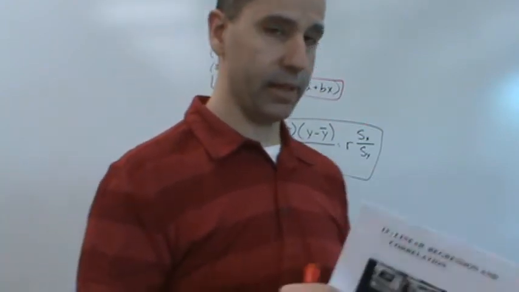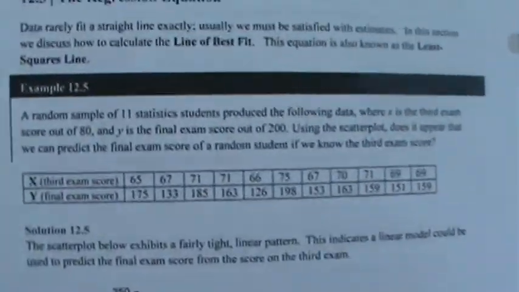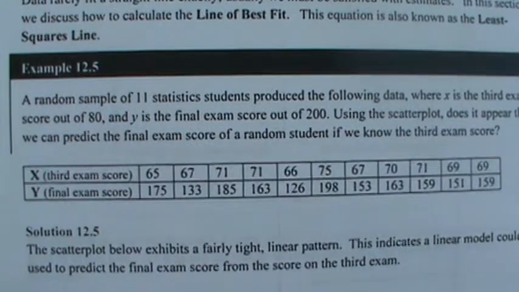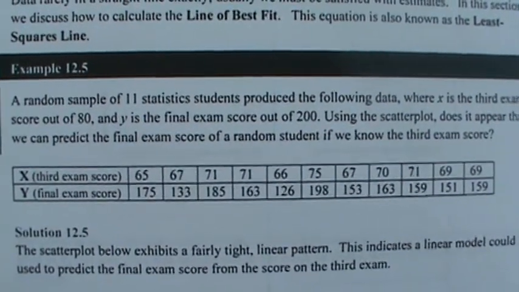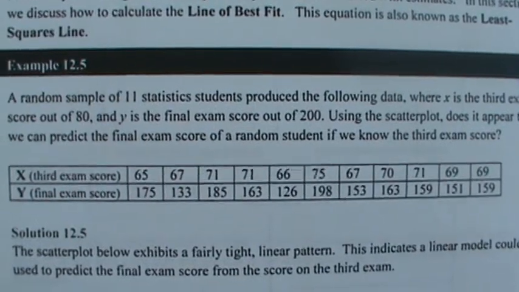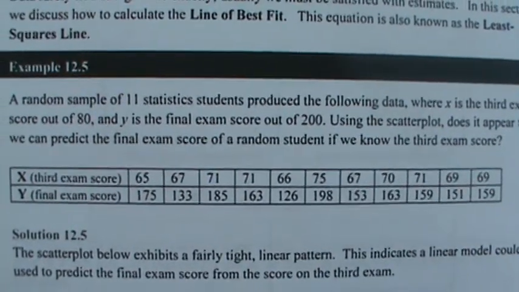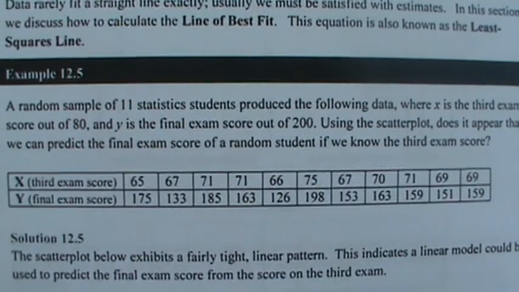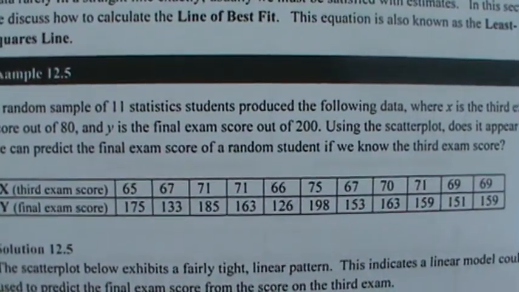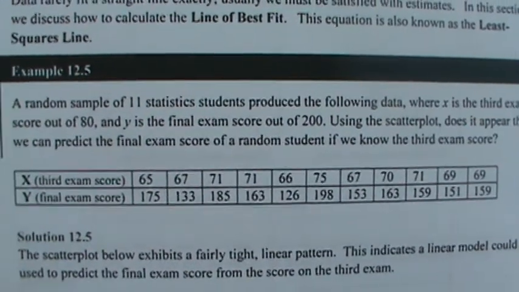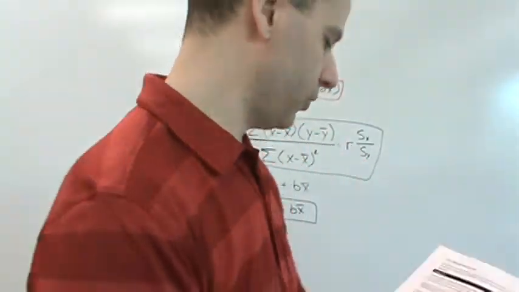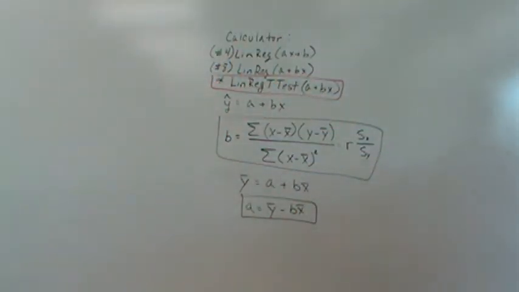Okay, so here's the data. I'm not going to write it on the board, but here's the data. X is the exam score in the third exam, Y is the score on the final exam, and we want to know, is there a relationship between these two? I'm not going to do the scatter plot and all that, but let's just get the regression line and see how we can figure out what the best fit line for this data is. The first thing I'm going to do is put it in the calculator.